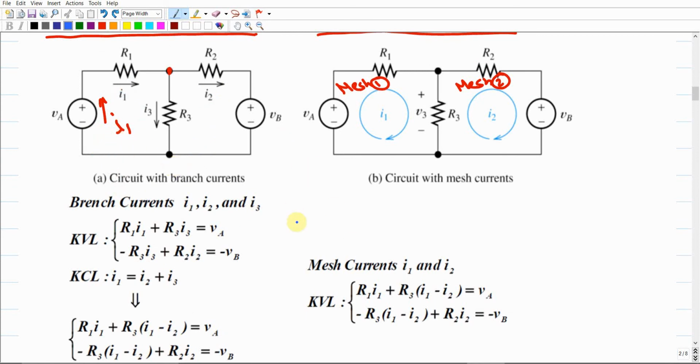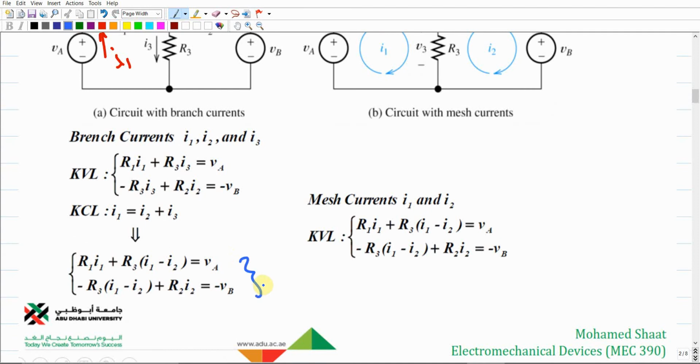But how about the other method? If you compare these two equations to these two equations, you're going to find that they are identical, very similar equations. So it means that the mesh current method gives us a kind of combination of the Kirchhoff voltage law plus the Kirchhoff current law in one law, which is the mesh current. Just to understand the difference between the two methods.